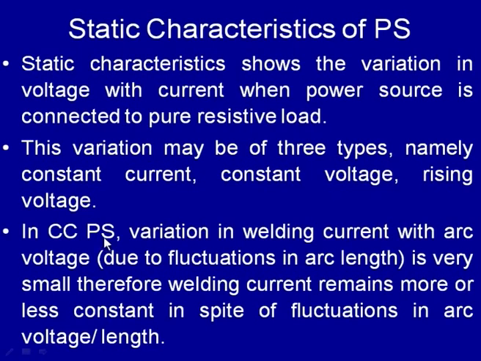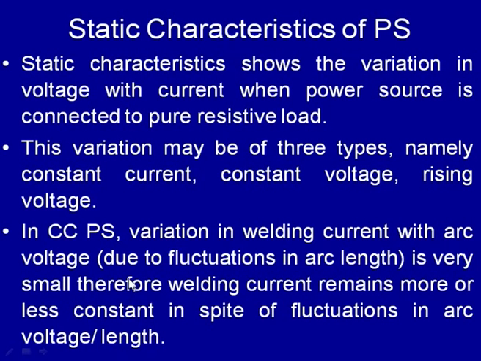The static characteristics show the variation in the voltage with the current when the power source is connected to a pure resistive load. This variation is generally observed to be of 3 types: the constant current type, constant voltage type, and the rising voltage type. In the constant current type of power sources, that is CC PS for constant current power source, the variation in the welding current with the arc voltage due to the fluctuation in arc length, if it is occurring, is very small.